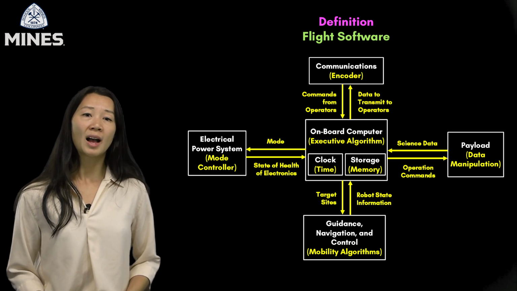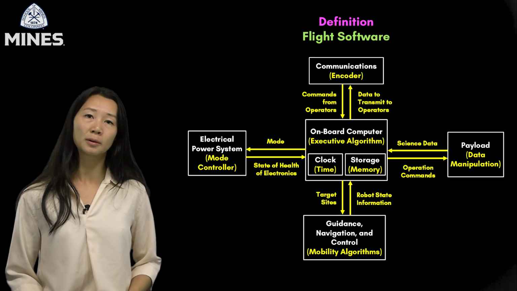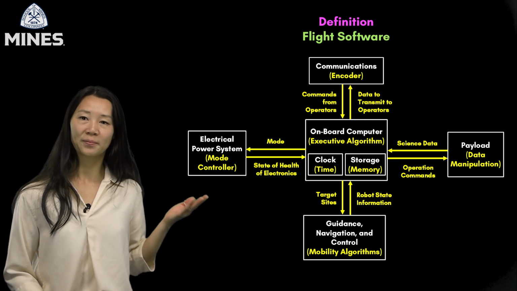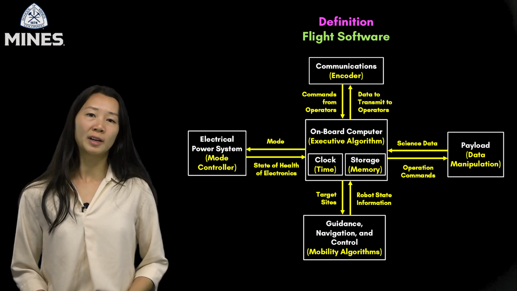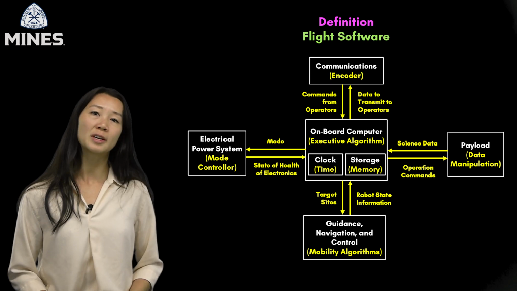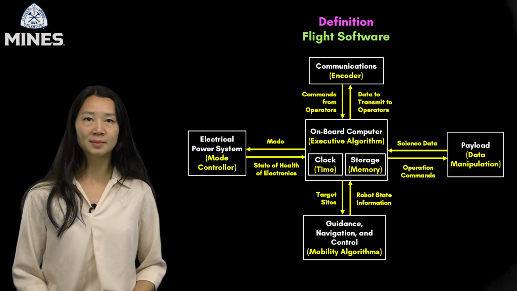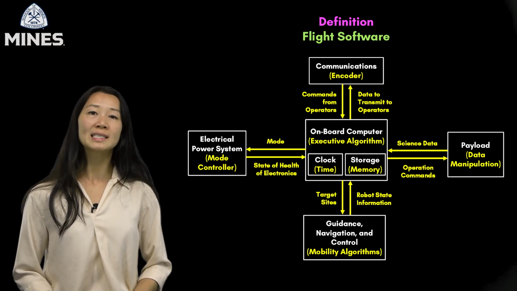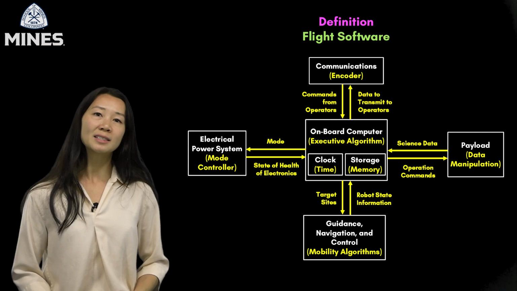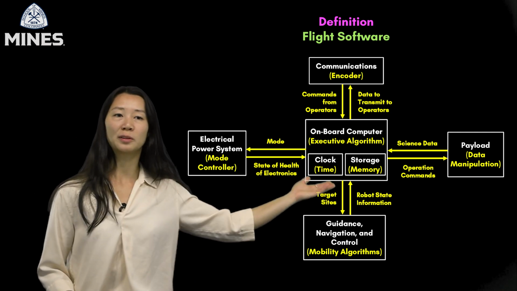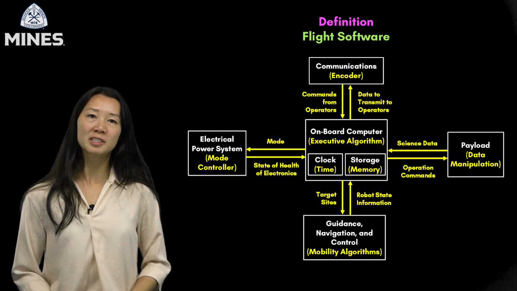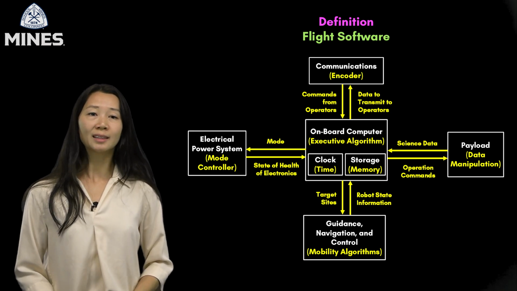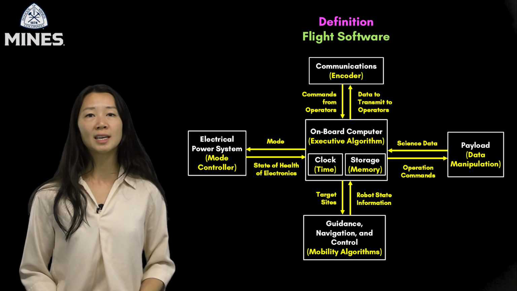In this diagram, I've labeled anything that represents either hardware or subsystems in white, and data or algorithms in yellow. These are the lifeblood of the flight software system, the information it handles and the logic it applies. At the center is the onboard computer, where the executive algorithm coordinates system-wide behavior. It sends operation commands to the payload, all the way over there, and in return receives science data. It communicates with the communication system, handling commands from operators and returning data to transmit.